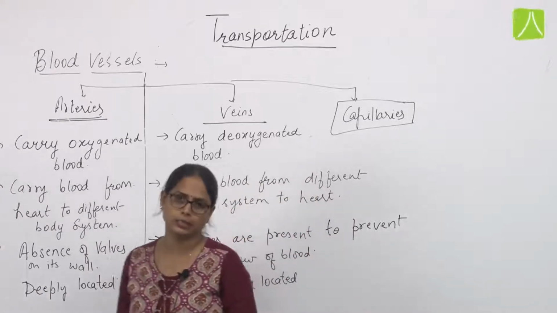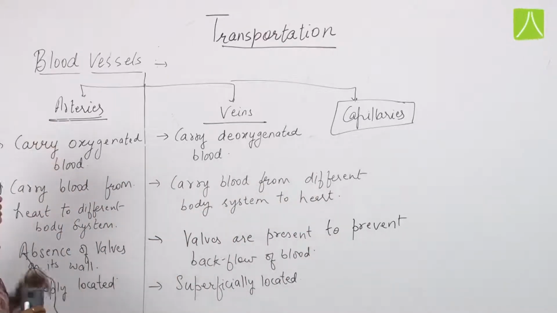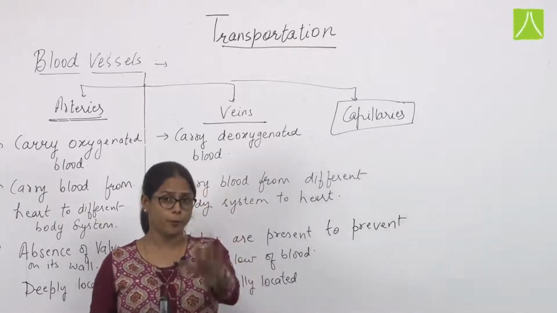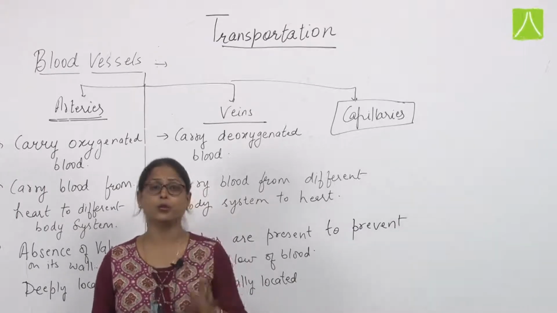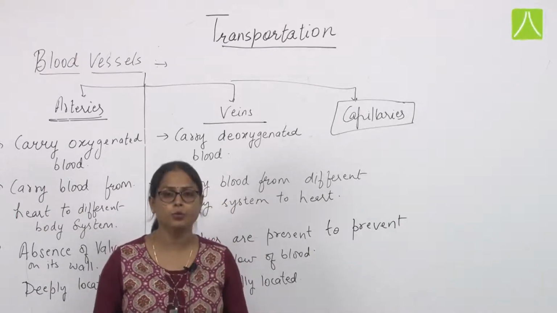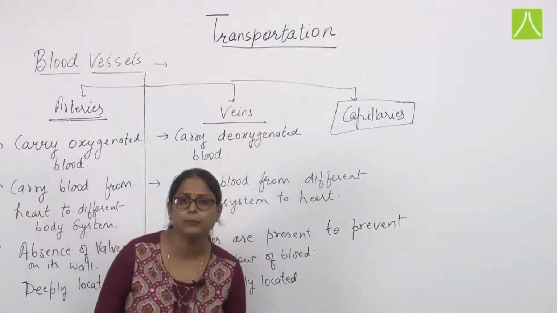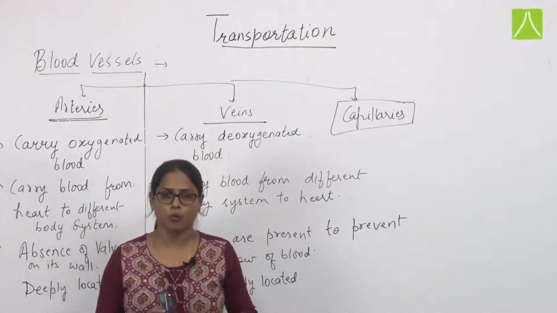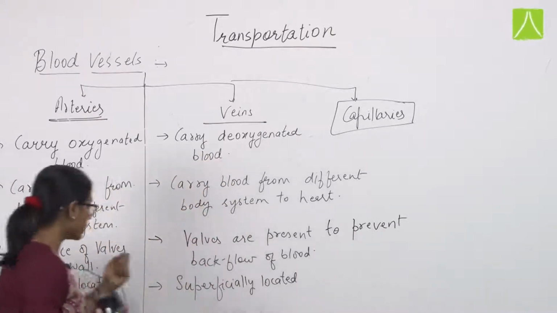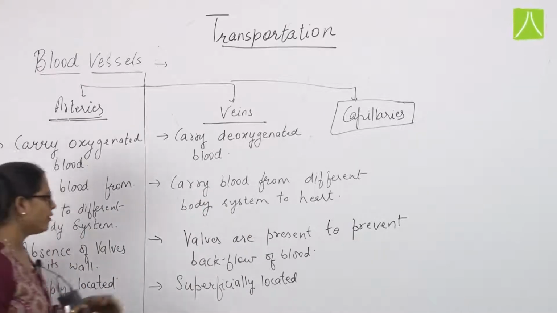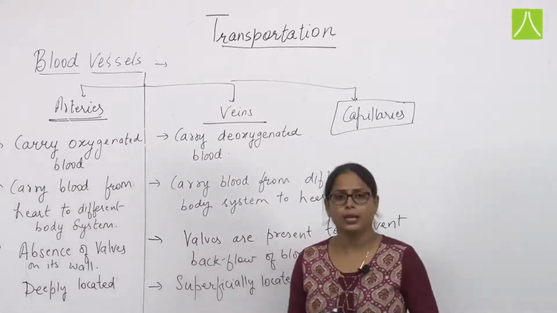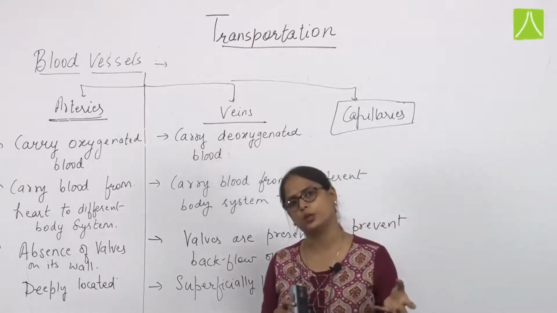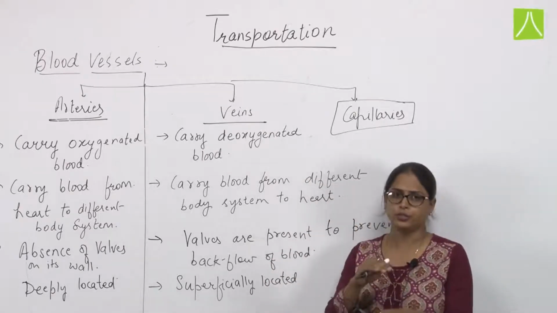What is the reason behind it? Again, since the artery is carrying oxygenated blood which is coming out of the heart, the heart is pumping oxygenated blood with more and more pressure. And if it is pumping blood with more pressure, it has to be located deeply inside, with much protection. That is why the location of the artery is deep inside, while the vein is not carrying oxygenated blood. It is receiving deoxygenated blood from tissues which is not at such a higher pressure. So it does not require so much protection. That is why it can be located superficially also.